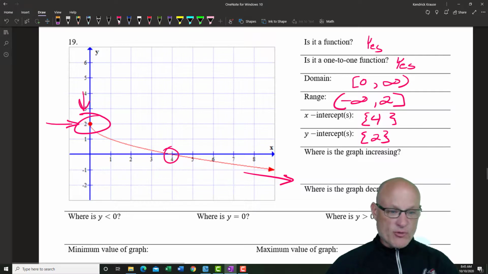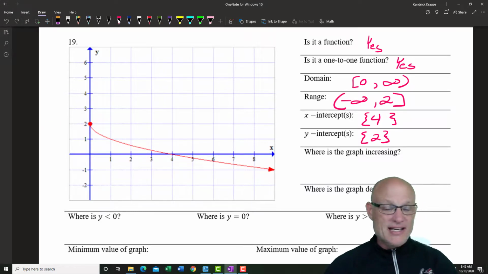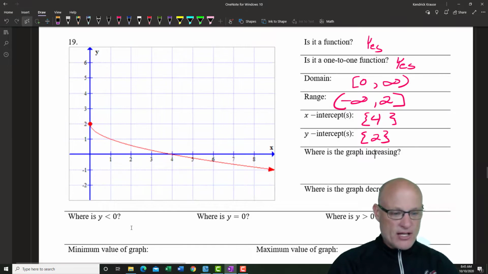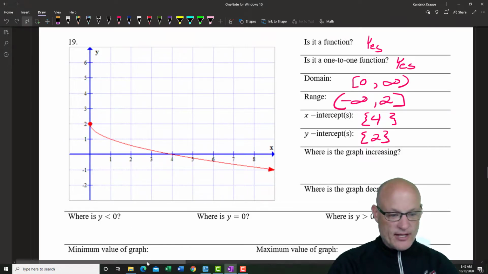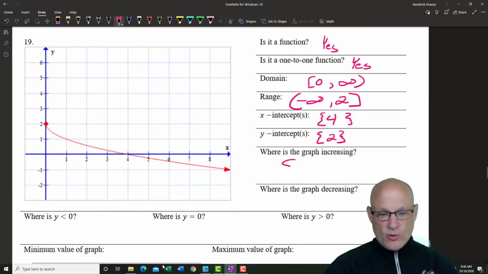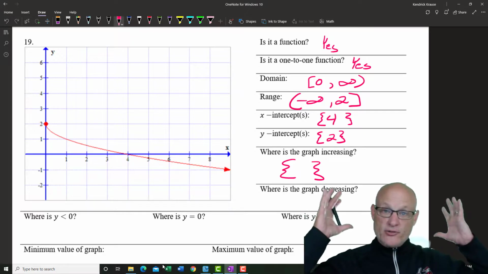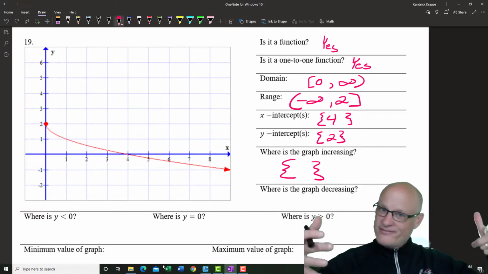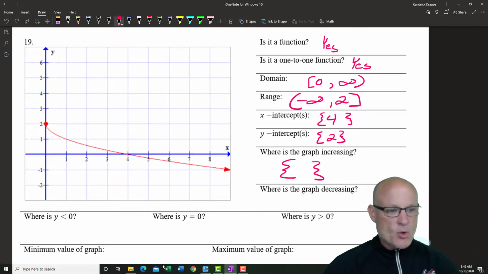As we look at this graph from left to right, is it ever increasing? Does it ever go up at all? I don't think it does. I think it goes down, right? If you look at that graph from left to right, it's always going down. So where is it increasing? It's not. So we put empty brackets. It's like 2 ears, no brain, empty. Never mind. Where is it decreasing?